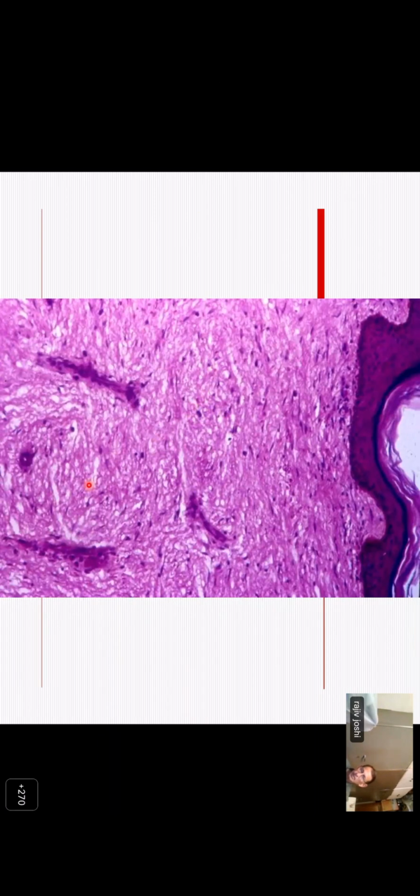You can see the intercellular edema over here. These are the blood vessels which are thickened and they are vertically oriented. Normally, you don't see these blood vessels in the skin, but when you have a scar, they become very prominent.